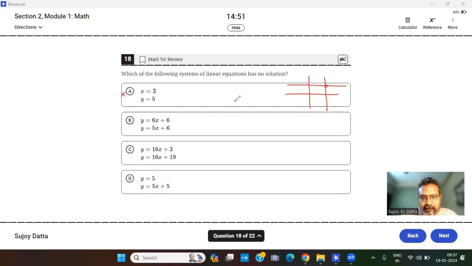Y equals 6x plus 6 and y equals 5x plus 6 are basically two lines with differing slopes and the same intercept. So that intercept itself is the solution. Y equals 16x plus 13 and 16x plus 19 are basically two parallel lines because the slope is the same and hence they will have no intersections. So there is no solution. So the answer is C.